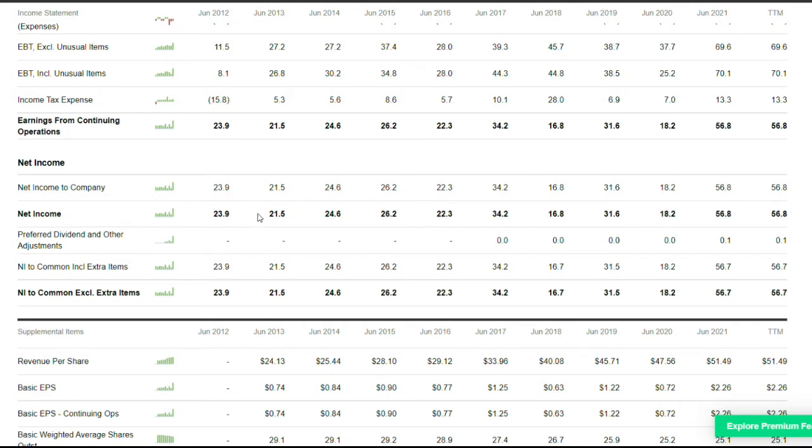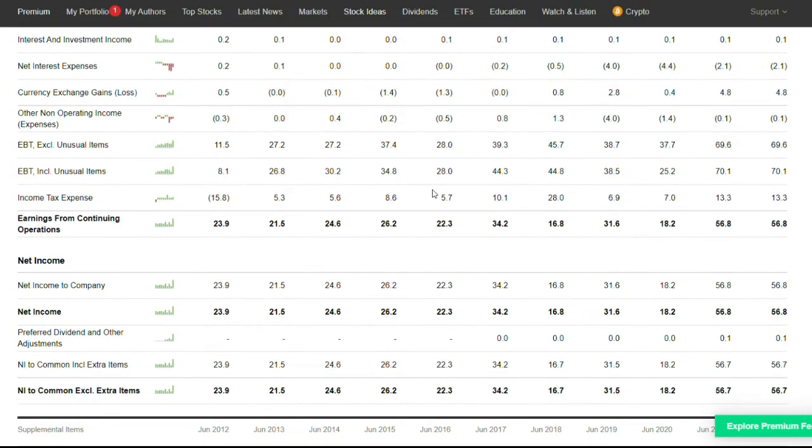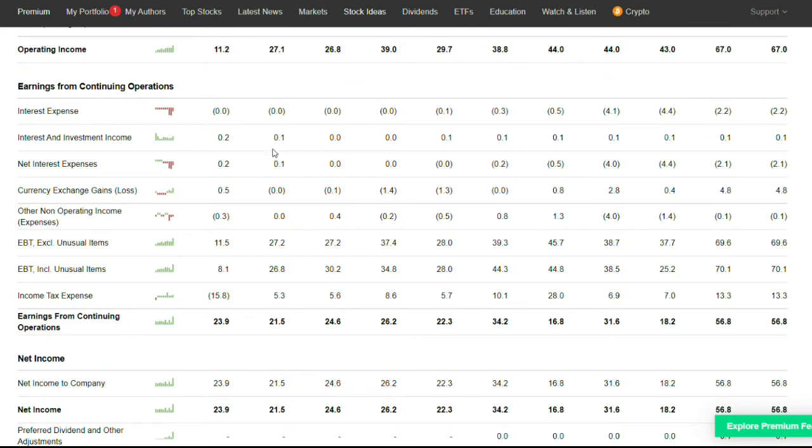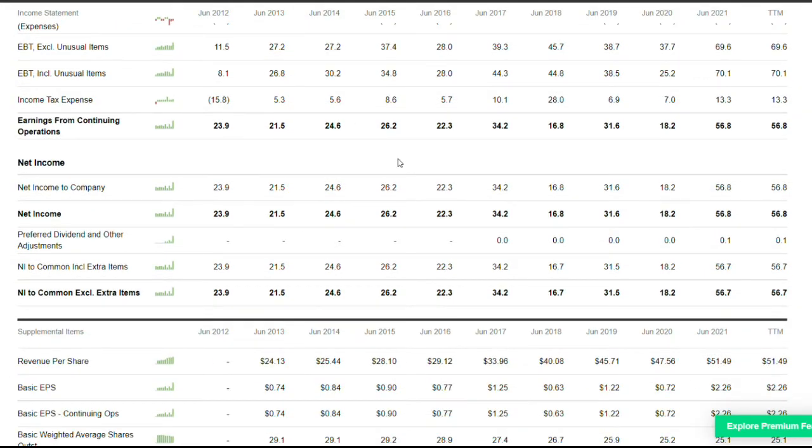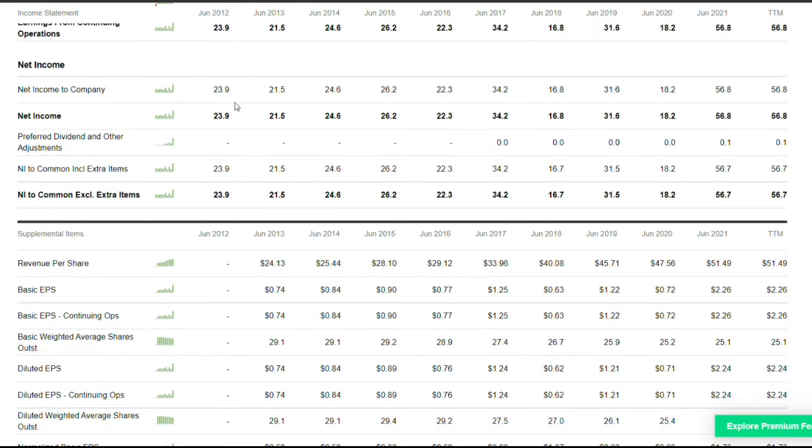Generally, you would want to see it going upwards. In this case, it's fluctuating. It's fluctuating because of a lot of reasons. It's fluctuating because of taxes. There's a lot of taxes some years that they're paying. That is one of the main reasons it is fluctuating so much. Other than that, there can be currency exchange losses or any other losses that they are facing that can lead to a reduction in the net income.